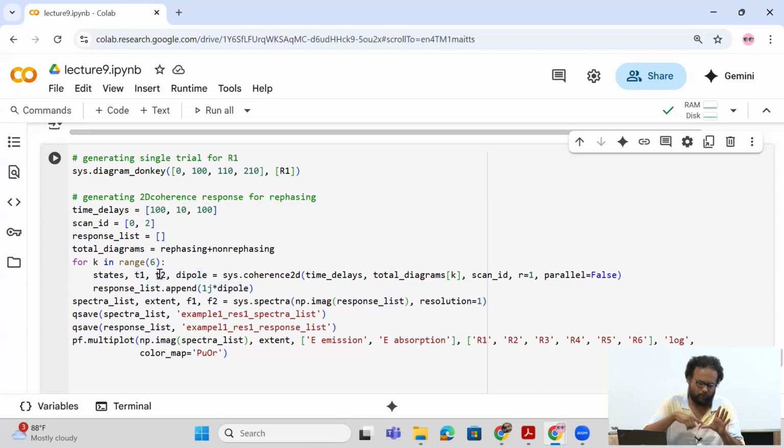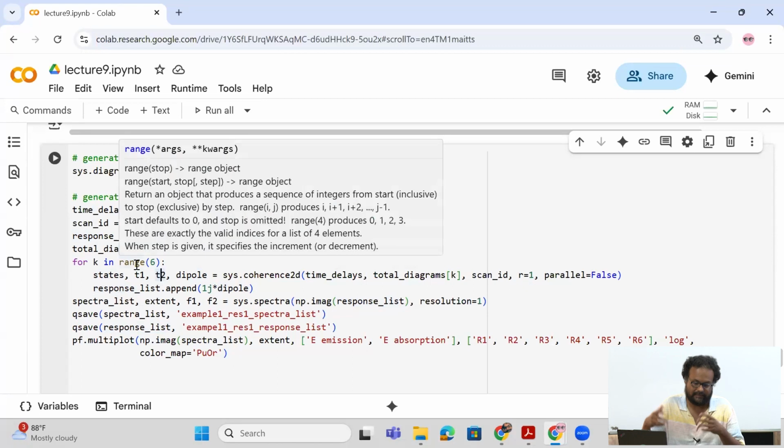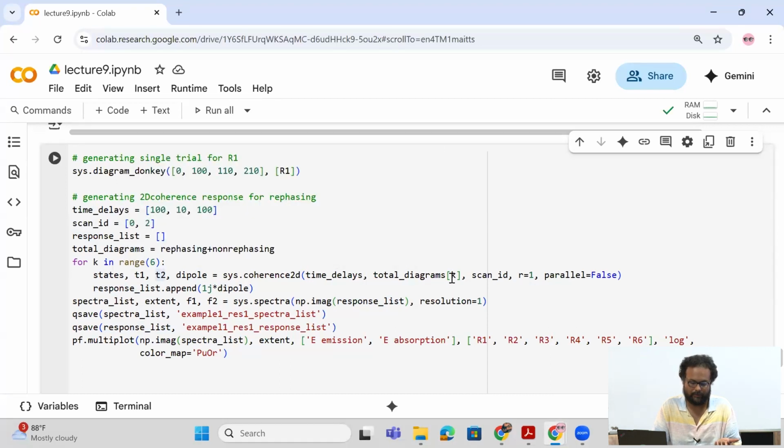T1 and T2 are your two variables over which you Fourier transform, let's say, and you append to this list because there are 6 pathways. It runs over all pathways, so you go from 1 to 6. That's why in the total diagram you have to give which one you're looking at. And this also you don't need to worry about, because it gets even harder.